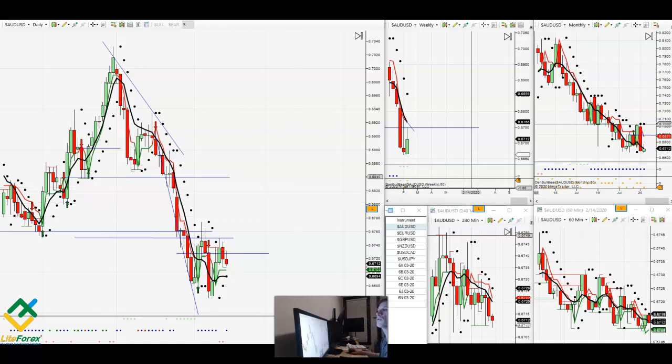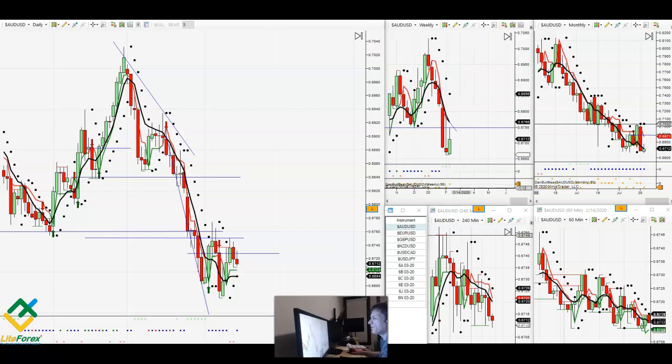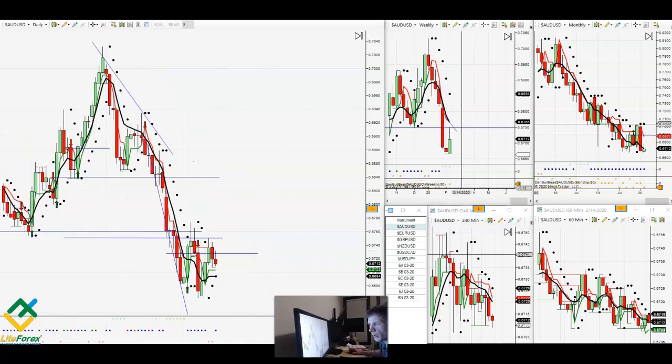Okay, let's get to the breakdown. So where were we? Last time we were here. I looked at this on Wednesday, and I talked about how it could pull back, and we had to watch this level right here, 67.28. That needed to hold. Of course, it busted on through.